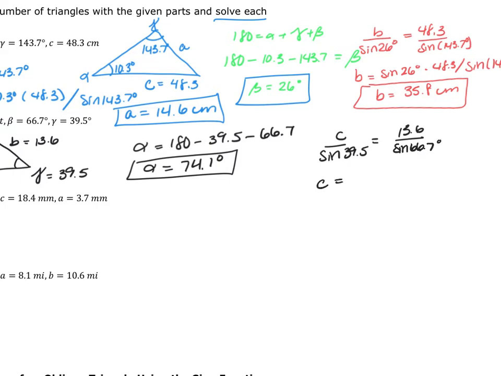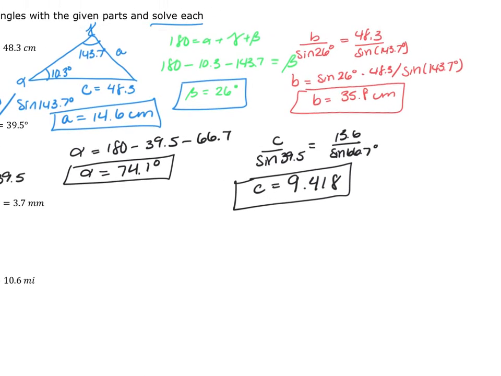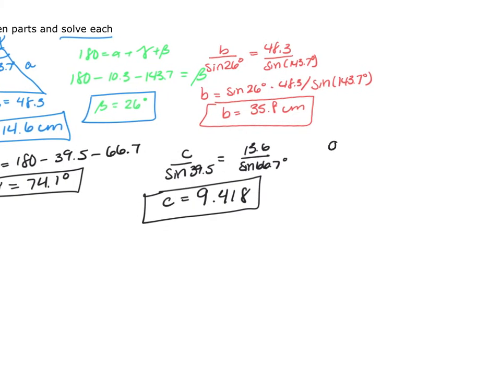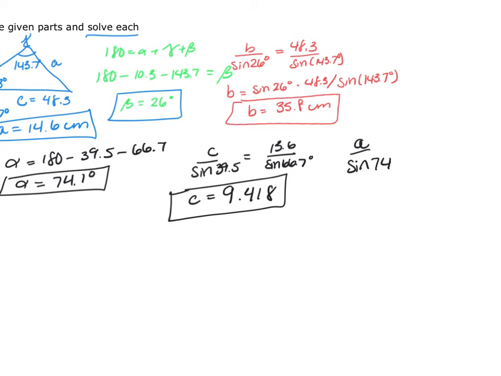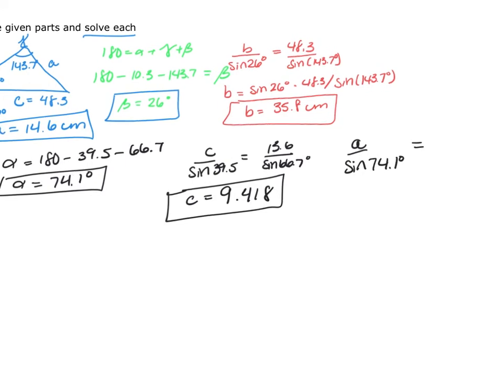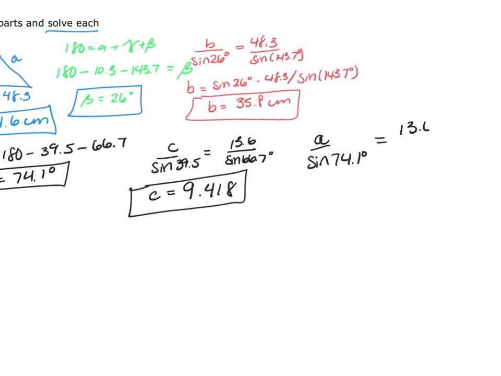And I get C to be 9.418. So there's that piece that was missing. Now I'm going to do the same thing where I have A over the sine of, we found sine to be 74.1 degrees, is equal to the 13.6 divided by the sine of 66.7. And so I get A to be 14.2.